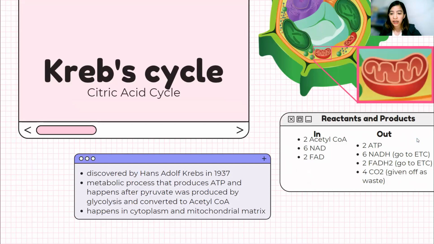Itong pathway na to, nangyayari siya sa prokaryotic cells in the cytoplasm, while sa eukaryotic cells or even as animals, even yung mga plants, it happens in the mitochondrial matrix. And na-discover ito ni Hans Adolf Krebs kung saan nagkaroon naman siya ng Nobel Prize kasama ni Prince Albert Lippmann. Itong Kreb cycle ay isang metabolic process kung saan nagpo-produce ng ATP and it happens pagkatapos ng transition reaction na diniscuss natin kanina and converting this acetyl-CoA into ATP and other biomolecules.